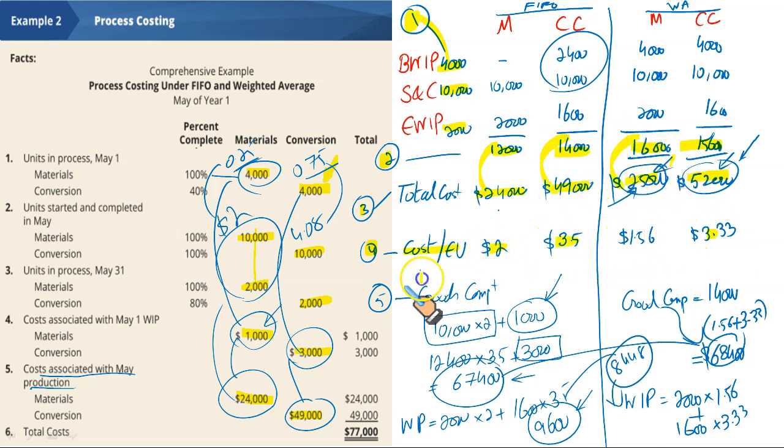In the fourth step, we calculated the cost per EUP, that is this upon this, and we calculated these rates. And in the last step, we were able to calculate the value of goods completed during the current period under both methods, and finally we were able to calculate the work in process value at the end of the period under both methods.